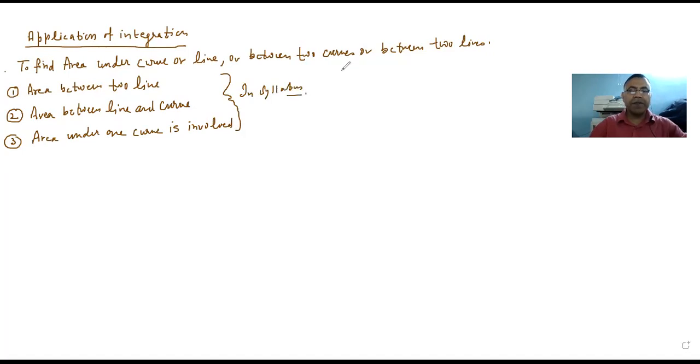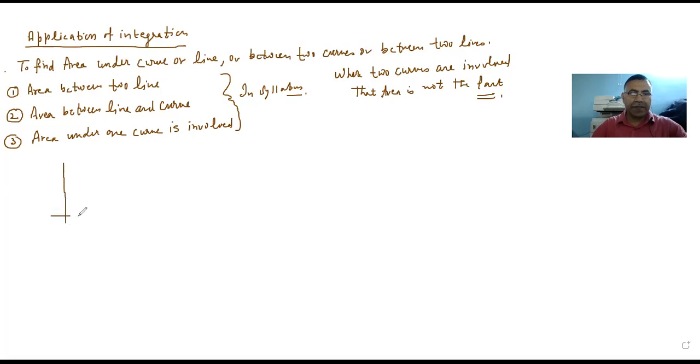where area between two curves, where area between two parabolas, area between two circles, area between hyperbola and parabola. That means wherever two curves are involved, that is not the part of your course. Where two curves are involved, that area is not the part. Clear?